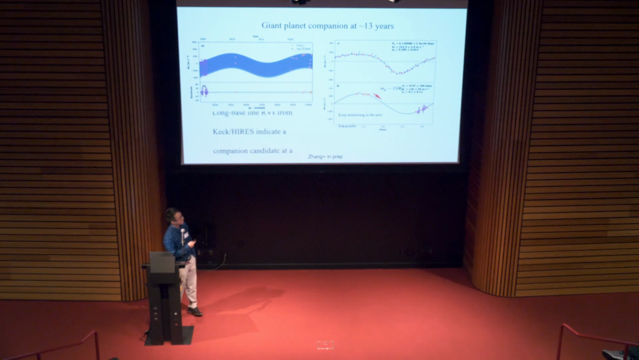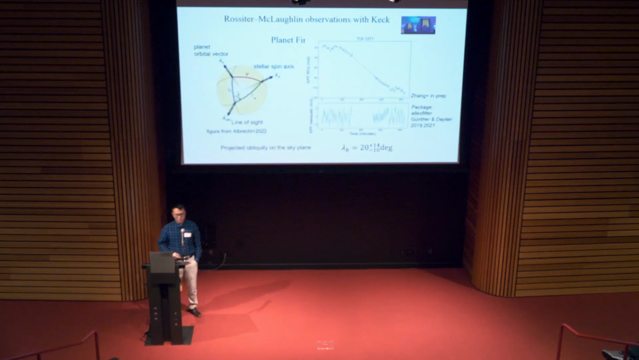So this is interesting. And on the right here are the phase-folded RVs for both the hot Jupiter and the outer companion. Another way to probe the origin of hot Jupiters that's been popular is with the stellar obliquity.